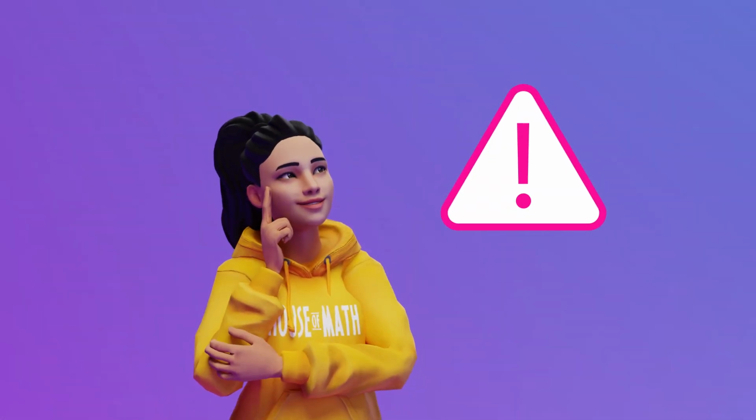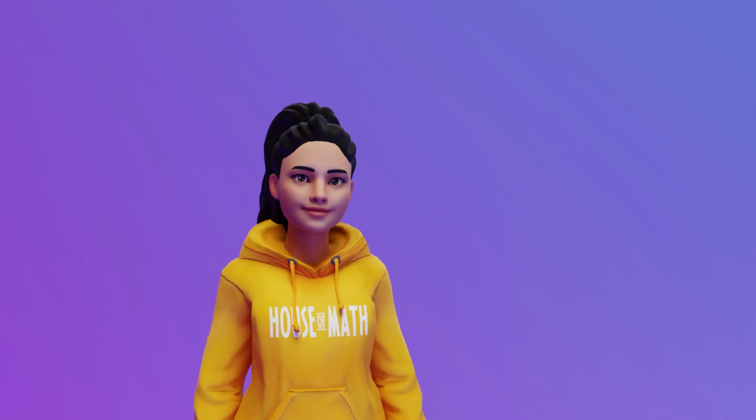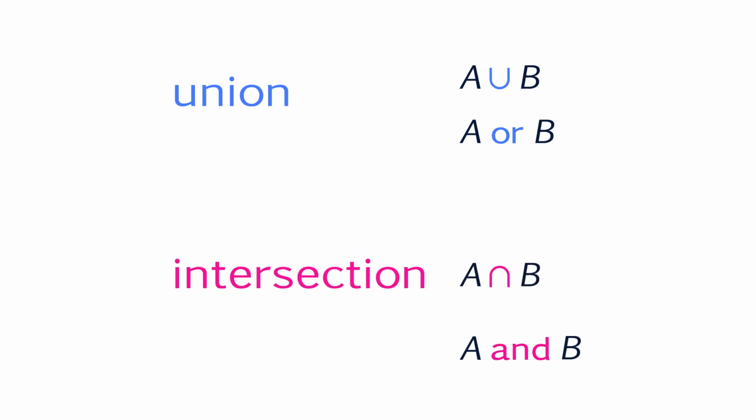Now, be sure to be careful and read the text of the problem closely to figure out what you're being asked to calculate. This is the key to success in probability. It's really important to understand the difference between a union of events and an intersection of events. To know which one to use, you should look for the words OR and AND. If you're asked to find the probability of A or B, you need to use the union of the two. But if you're asked to find the probability of A and B, you need to find the intersection.